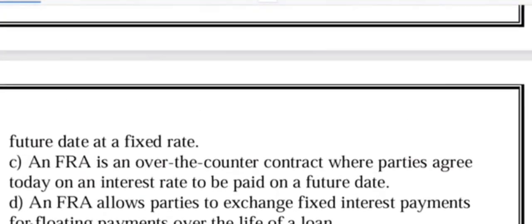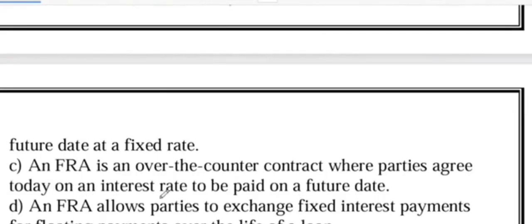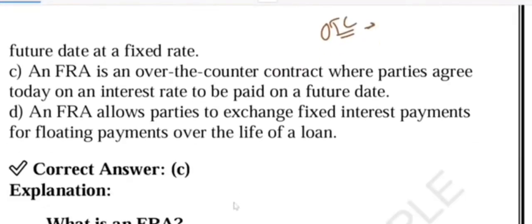Option C. It is an over the counter contract where parties agree today on the interest rate. Yes, this is the correct one. It is a kind of private OTC contract, where the two parties agree today what the interest rate will be for a loan or deposit that starts in the future, customizable one. Option C is the correct one. Option D, it allows parties to exchange fixed interest payments. That is wrong. That describes the IRS, interest rate swap, not FRA.